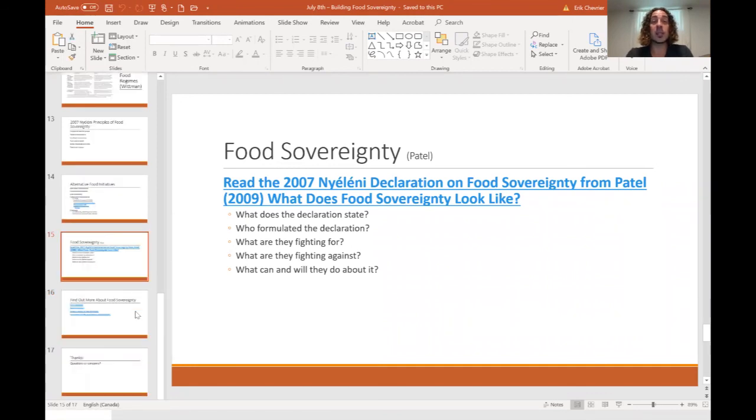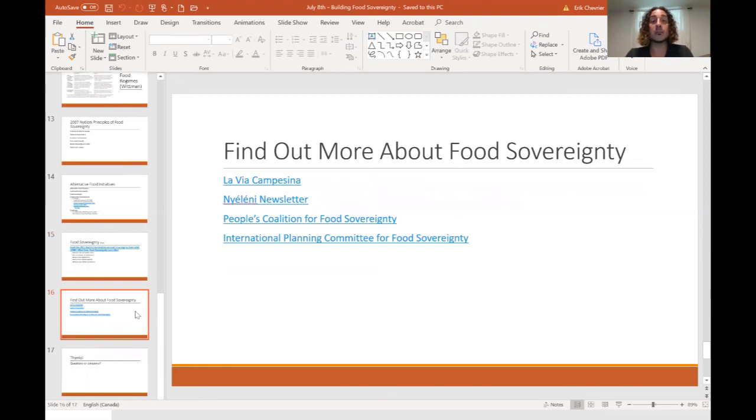I also provided some links to find out more about food sovereignty. You could visit the website of La Via Campesina. You could look at the Nyéléni newsletter, the People's Coalition for Food Sovereignty, and the International Planning Committee for Food Sovereignty. I highly suggest you look at some of these models, groups, and different discussions that are taking place around food sovereignty. Because if we truly want to develop food security, and if we want to have a sustainable foodscape throughout the world and in local environments, we should start embracing ideas that are being brought forward in regards to food sovereignty.